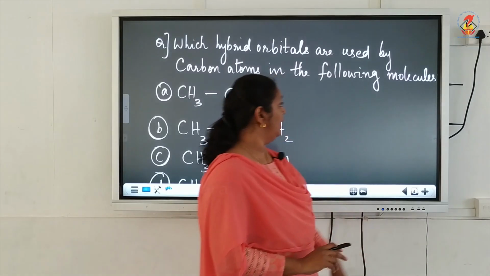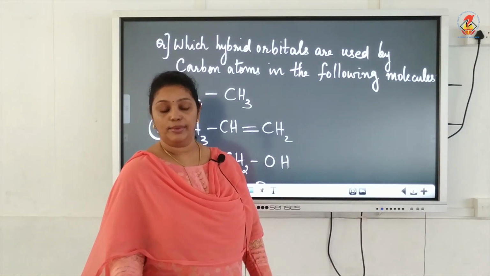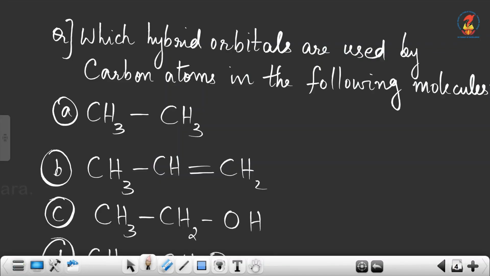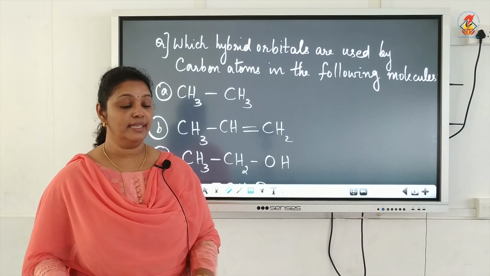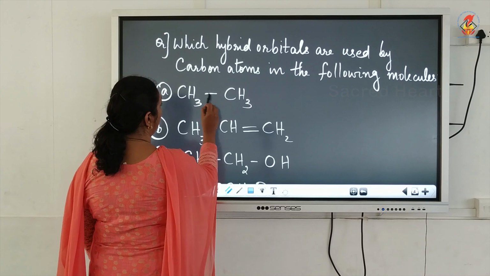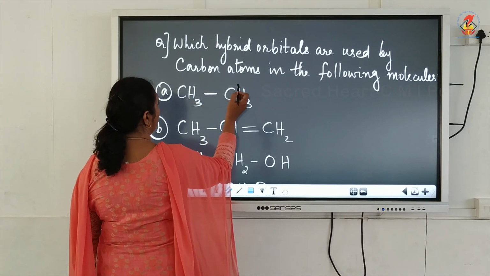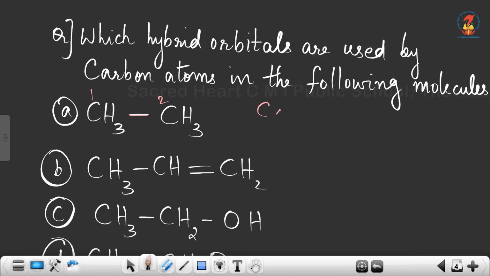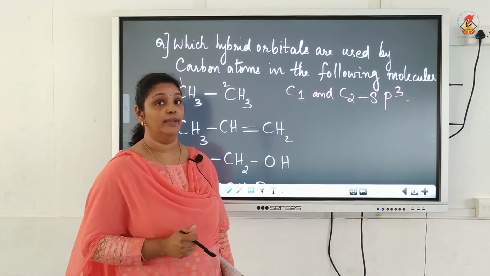Now next I have written a question on the board. The question is to find out the hybridization of carbon atom, or which hybrid orbitals are used by carbon atoms in the following molecules. The first one is CH3CH3. You can see that here we have a single bond between two carbon atoms. So you number the carbon atoms 1, 2. The hybridization of both carbon 1 and carbon 2 is the same. The hybridization is sp3, because I told you the single bonded carbon atom will undergo sp3 hybridization.